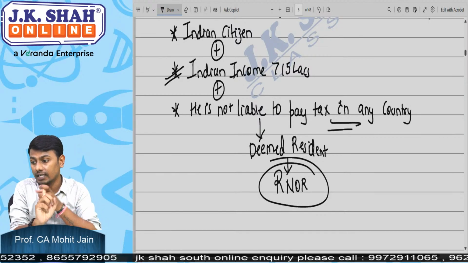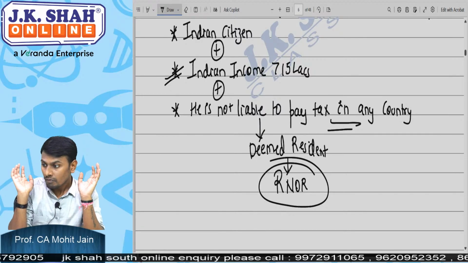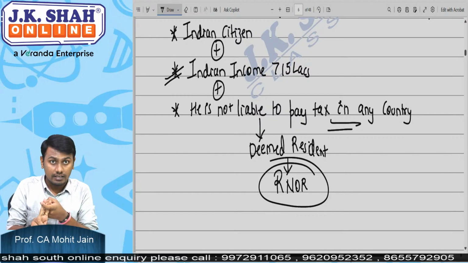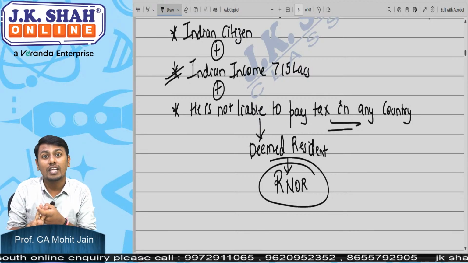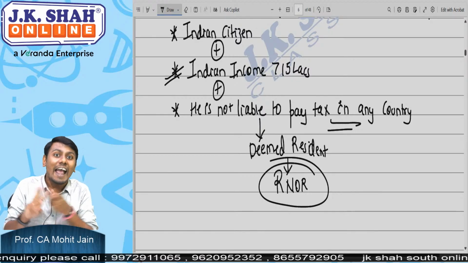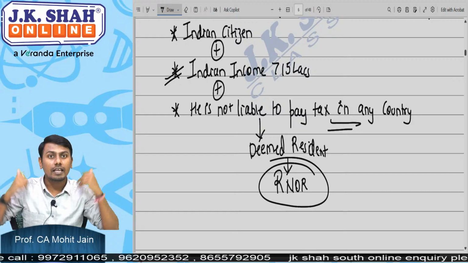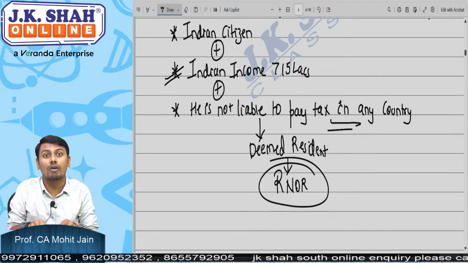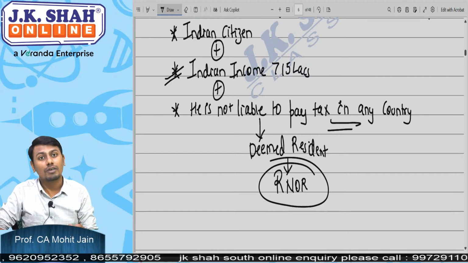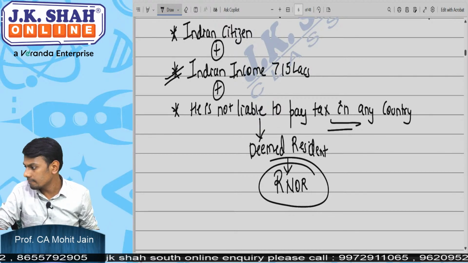So as of now, understand who will be called a deemed resident. I am not talking about indirect tax, I am talking about direct tax. If you are an Indian citizen, plus your Indian income is more than 15 lakhs, plus you are not liable to pay tax in any country, then you will become a deemed resident of India, and deemed residents are directly called RNOR. Is this clear? 50% of the provision is still pending. I can discuss it when I do scope of total income.